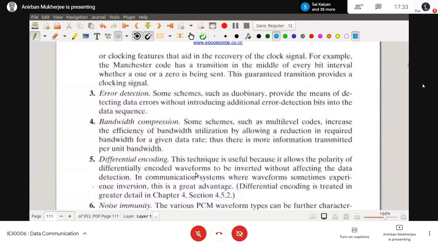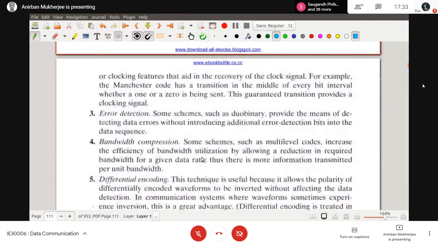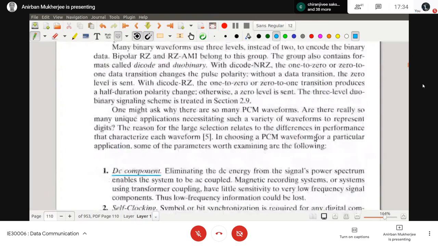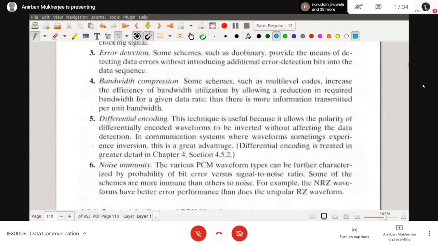We will explain it. And another is differential coding. Differential coding means the polarity can be disturbed without affecting the data detection. Say Manchester: even if your polarity got disturbed, even if you have a waveform moved like this, you can still detect the PCM sequence at the receiver side. This is called differential encoding.